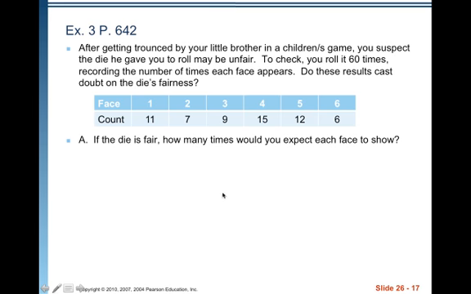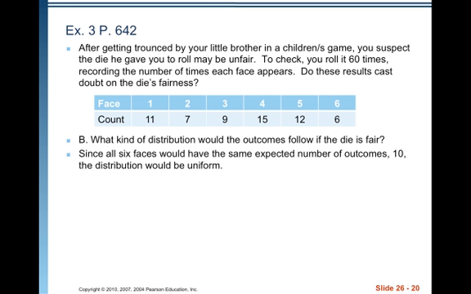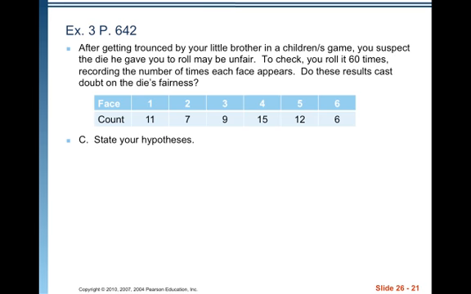If the die is fair, how many times would you expect each face to show? Well, you'd expect each one to be equally likely. So the probability for each face would be 1/6 for each roll. So 1/6 times 60 is 10. What kind of distribution would the outcomes follow if the die is fair? Since all 6 faces would have the same expected number of outcomes, 10, the distribution would be uniform. Remember, that's what we call it when you expect the same number of observations for every outcome.